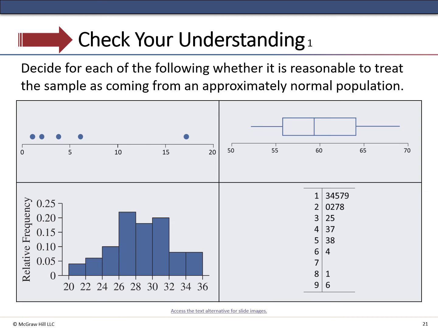So again, you can hit pause here and try these. Just give a thumbs up or thumbs down whether you think you can treat the sample as from an approximately normal population. So hit pause. Just 4 quick answers. You can see the outlier, this looks relatively normal, and here the data is skewed to the right. You see most of the data is in the front.